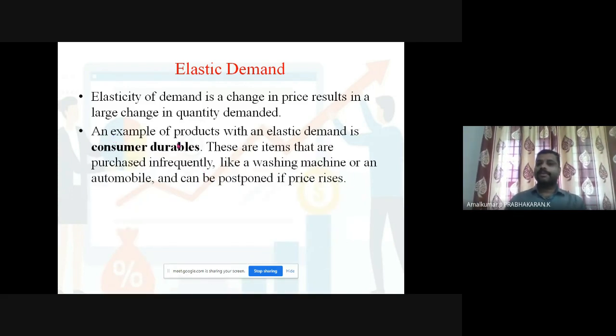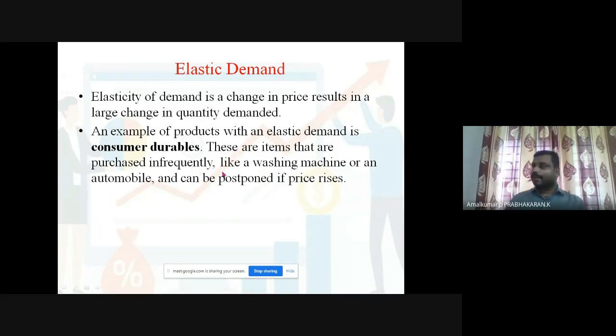An example of products with elastic demand is consumer durables. That means any small change in price creates a large change in demand. Consumer durables are items that are purchased infrequently. For example, we purchase a TV or washing machine. These are infrequent purchases. So in the case of consumer durables, the demand is elastic in nature.